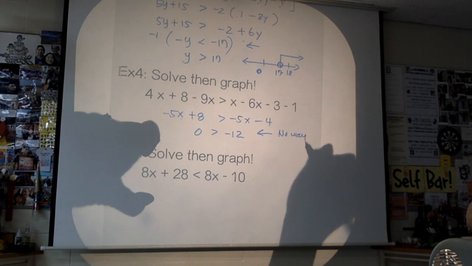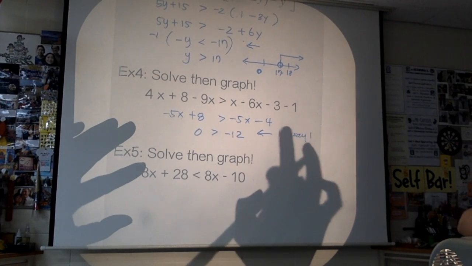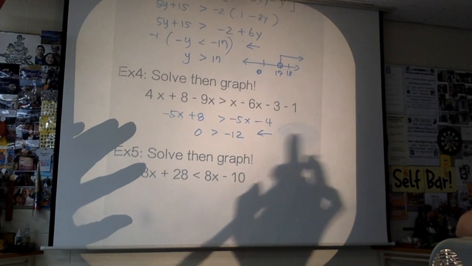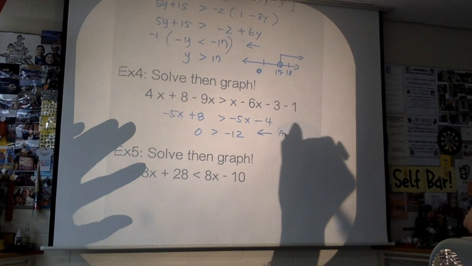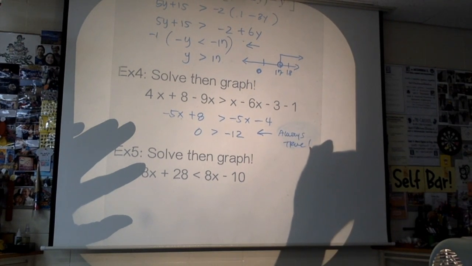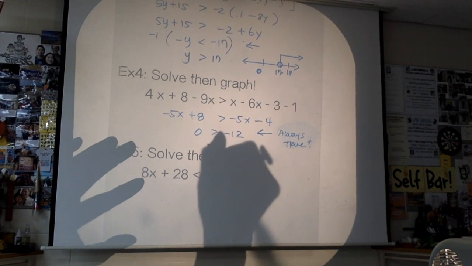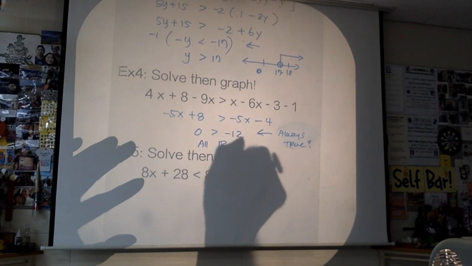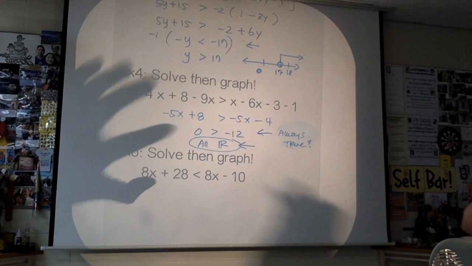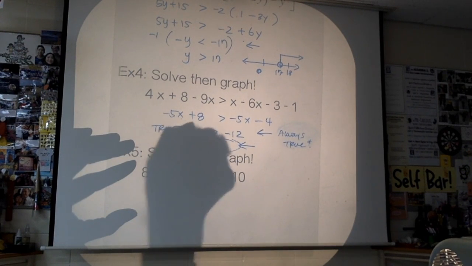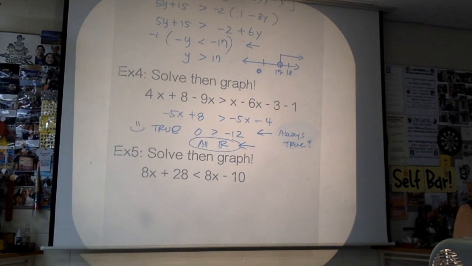No way, right? 0, yes way. Of course it is, okay? Of course 0 is greater than -2, so it's always true, right? All right, 0 is always greater than -2. Therefore, it's going to be a real solution. That means as long as it's a true statement, true is good, right? True is good, so you know it's all real numbers.